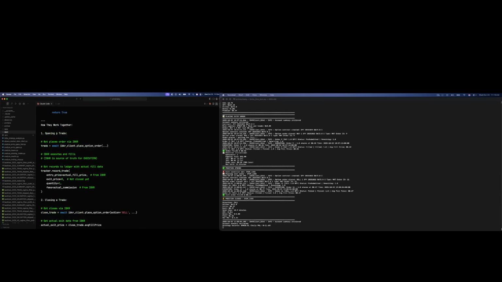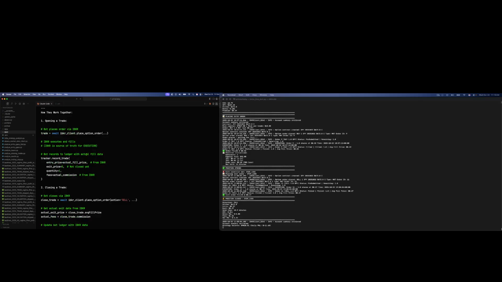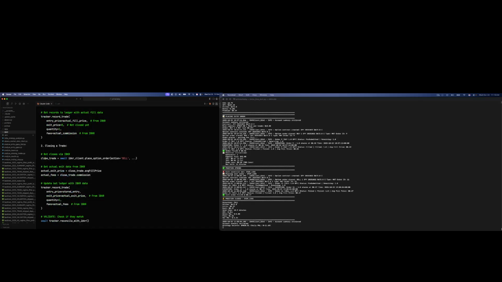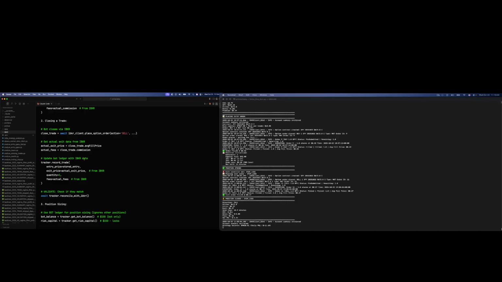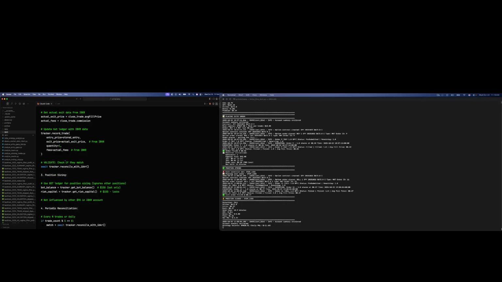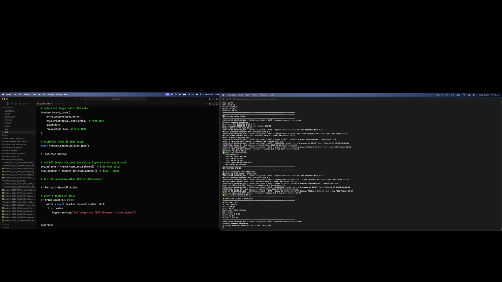Okay, how they work together. The opening trade: bot places trade via IBKR. IBKR executes and fills. IBKR is the source of truth for execution. Bot records the ledger with the actual fill data. Now the entry from IBKR, closed, not closed yet. Quantity and fees equal those from IBKR. Close position: close position equals await IBKR client place trade order, action equals sell. Get the exit data from IBKR, update the bot's ledger with IBKR data, validate both to make sure they match. Use the bot ledger for position sizing, ignore other positions.